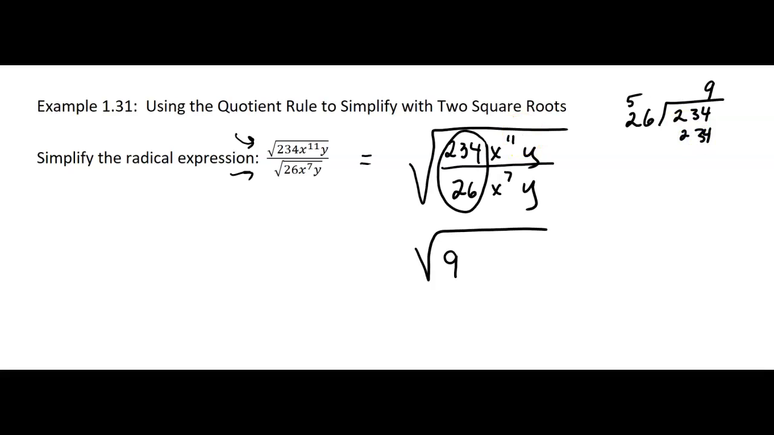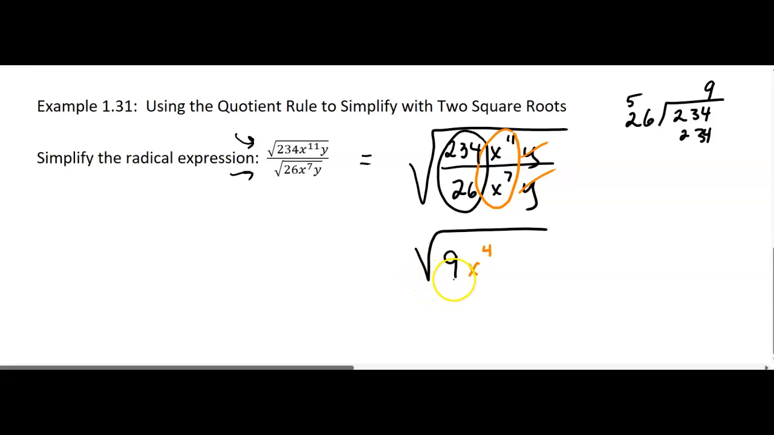Okay, now let's look at the x's. Well, you've got 11 of them in the numerator, 7 in the denominator. So remember our exponent rule? You subtract. So it's going to be x to the 4th. And then the y's, those just are going to cancel out. Y over y is just 1. Okay, so that's great. We've simplified that fraction, but now we've got to take the square root, right?